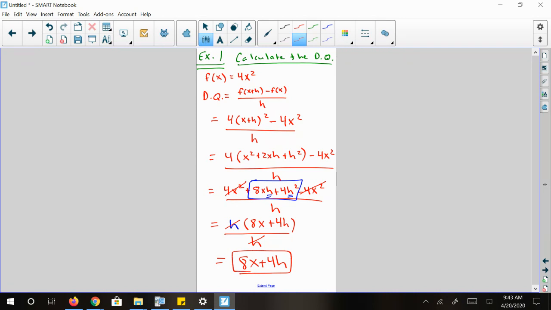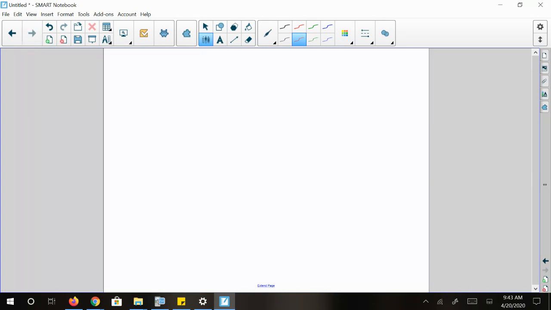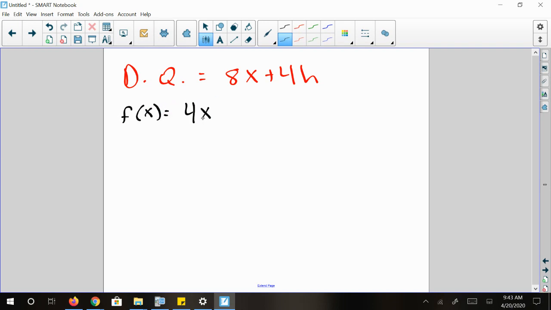Now I want to look a little bit at this difference quotient, so I'm going to go to this next slide. This difference quotient for us is 8x plus 4h. If we think about our function itself, our function is 4x squared. Just to draw a picture of this function, this would be a very skinny parabola, with a shape that's like this.